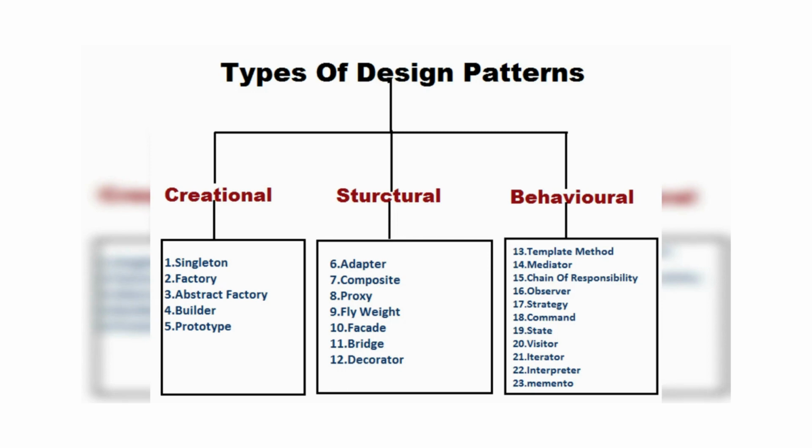Structural patterns. These patterns focus on the composition of classes and objects to form larger structures. Structural patterns deal with how objects are composed to form larger structures or interfaces. Examples of structural patterns include adapter, composite, decorator, and proxy.